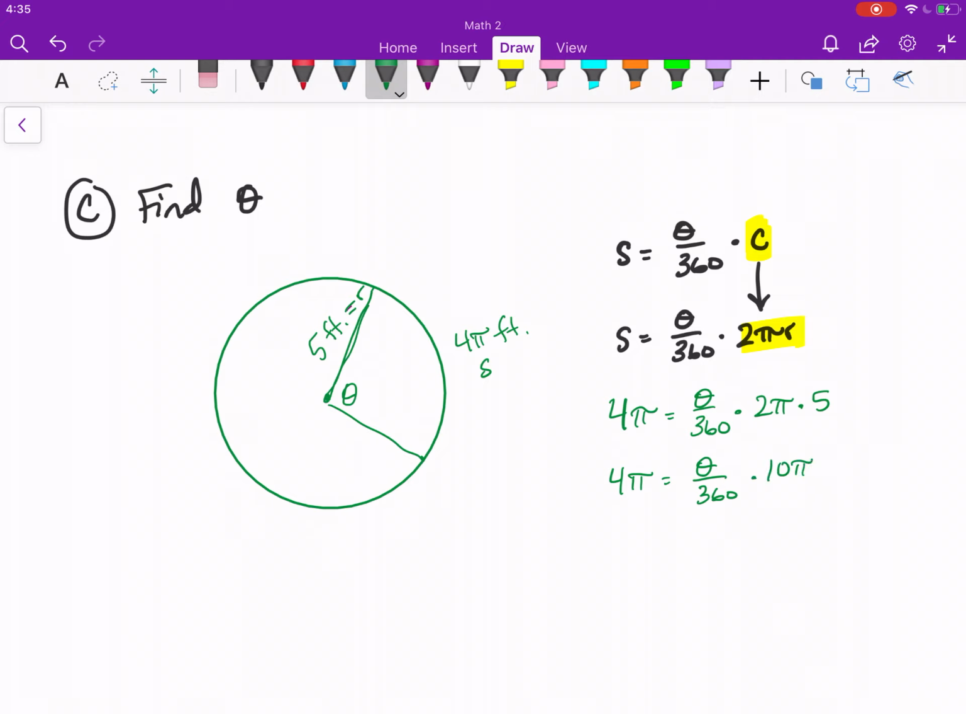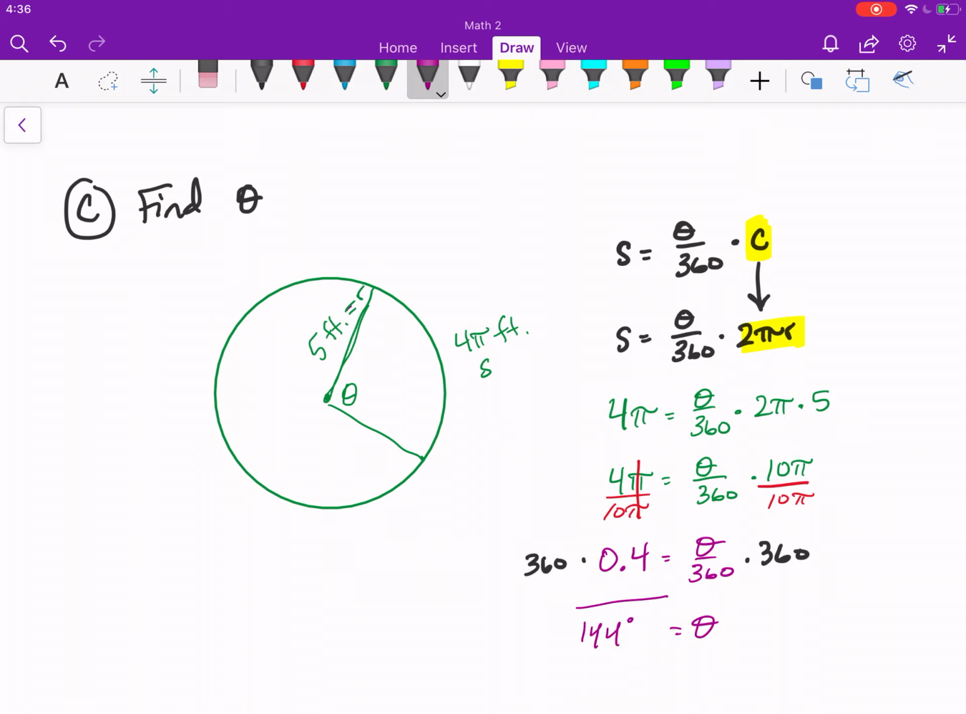So once again, you can go in whatever order you want. I'm going to just get rid of this 10 pi. 4 divided by 10 is 2/5, or you can write 0.4. And then just multiply by 360. So theta would equal 360 times 0.4, which is 144 degrees. So those are just a few problems to show you how to go backwards through the process.